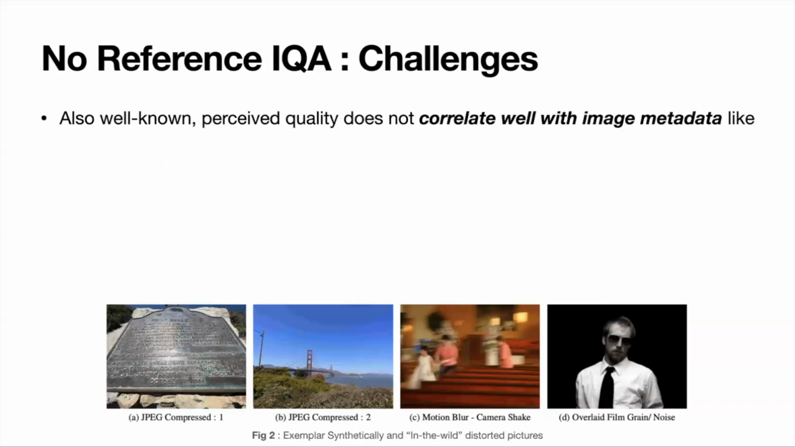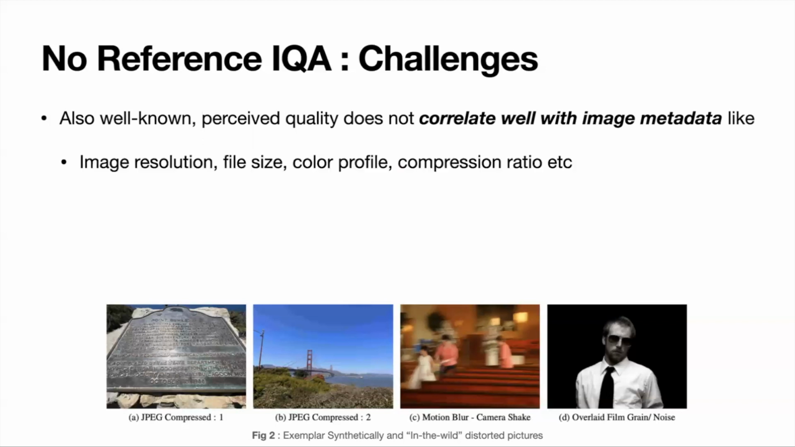It is also well known that the perceived quality does not correlate well with image metadata like the image resolution, file size, color profile, or compression ratio. Figures 2C and D show two exemplar distorted pictures from the in the wild scenario, one impaired by motion blur and the other by addition of film grain noise. These images illustrate the challenges of NR-IQA in the wild.